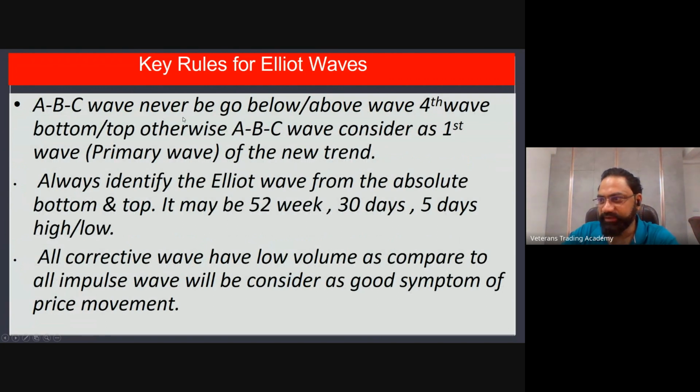And ABC pattern जो corrective waves थे वो that is considered a first wave of a new, that this has been explained earlier also that corrective waves कैसे काम करते हैं and it has been always identified with the absolute tops and bottom. So you have to first see what the top and bottom, only then you can find out the impulsive wave and corrective waves. Corrective waves generally have lower volumes as compared to impulse wave, which is a good indication कि अगर corrective wave की volumes are lesser and impulsive wave की higher, then chances are there that it will move in the direction of trend.